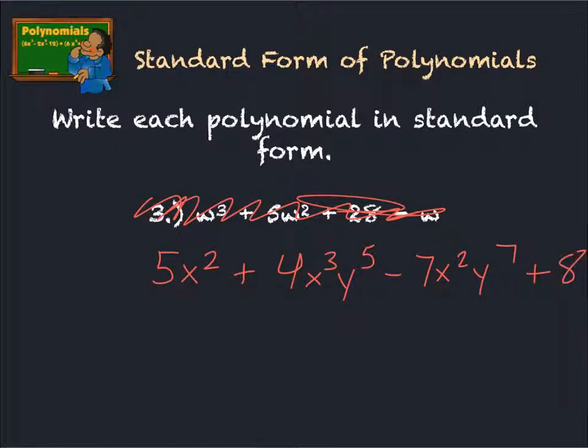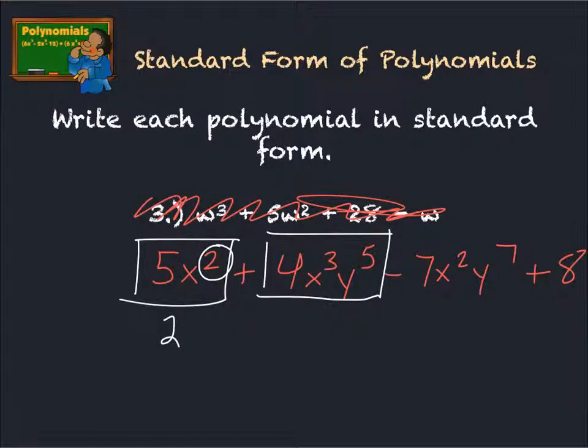So if we're wanting to write this in standard form, you would need to find the degree of all the separate monomials. So if we look at this first monomial, the x is raised to the second power, so it has a degree of 2. If we look at this second monomial, the x is raised to the third power and the y is raised to the 5th power, all right? So the degree would be the sum of those. So this would have a degree of 8.